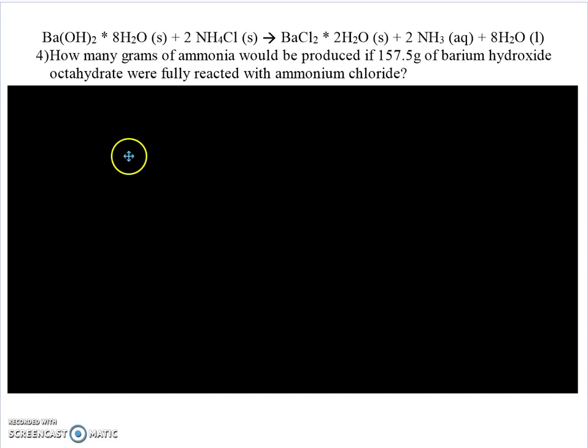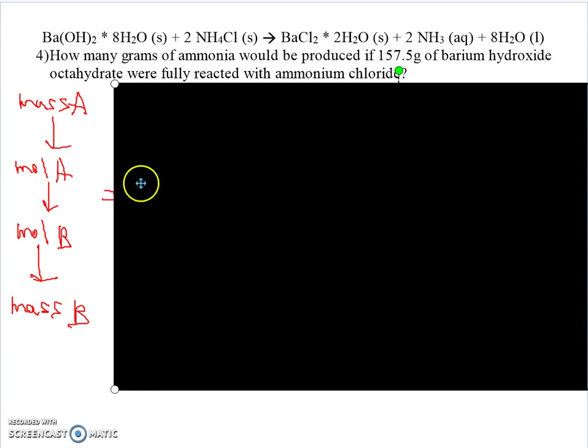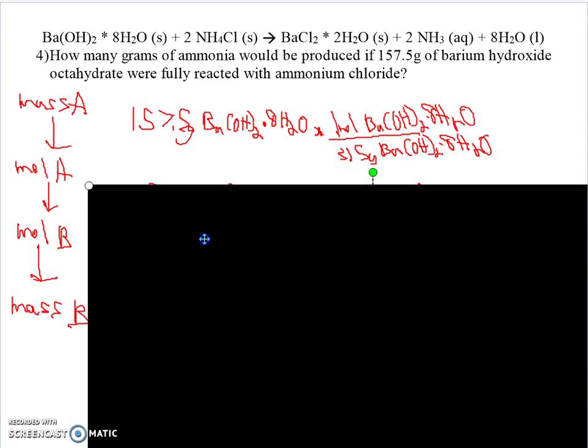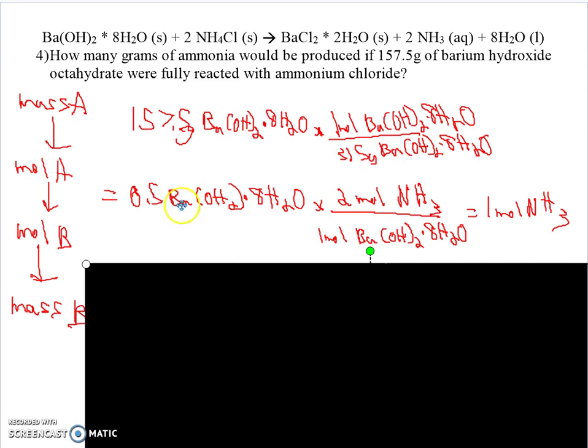Alright, last one. So now it's asking how many grams of ammonia, that's NH3, would be produced if 157.5 grams of barium hydroxide octahydrate were fully reacted. So it's giving us mass A, and we're looking for mass B, so that's a 3-stepper. You'll see a lot of these mass A to mass B's. So first we go mass A to mole A. So we divide by the molar mass, grams cancels out, we're left with moles. We get that 0.5. That should be mole.